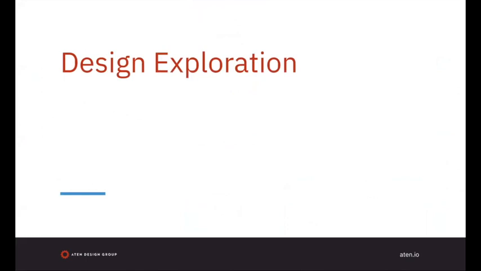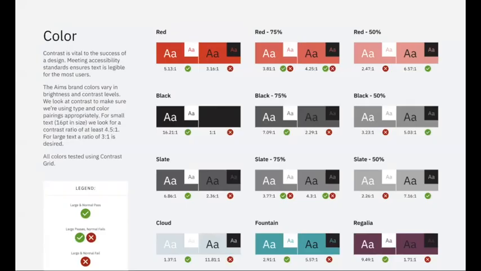And that brings us to what we call design exploration. This is our first chance to apply what we've learned to start building a foundation for the design. I like to start this step with an accessibility review of the brand color palette. This ensures that we start off on the right foot with accessibility, and it helps begin the conversation with the client around why it's important.